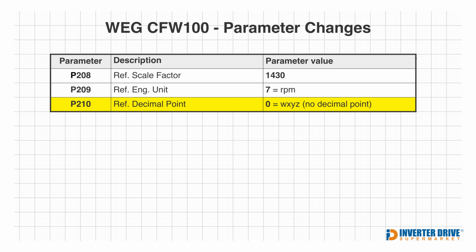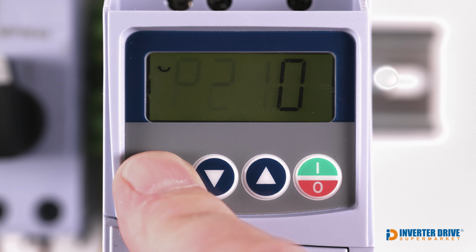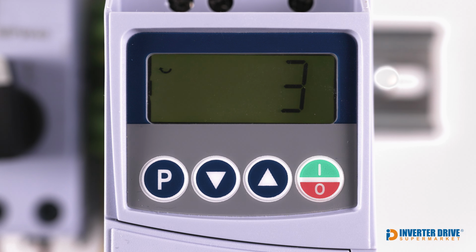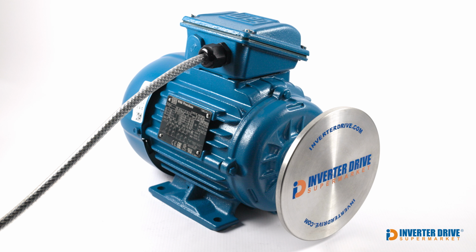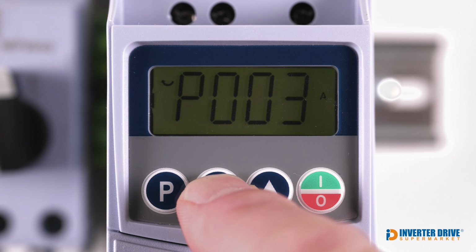To do this, we can change P210 from the default of 1 to 0. Finally, we need to set the engineering units. For this, we change P209 from 3 for Hertz to 7 for RPM. And that's it. To try it out, we need to navigate to P002 so we can see the output speed.